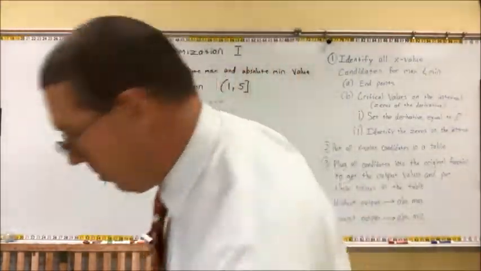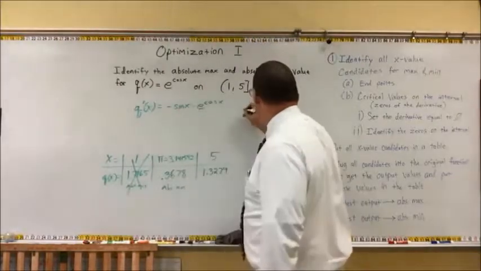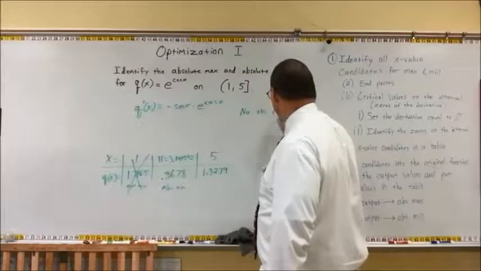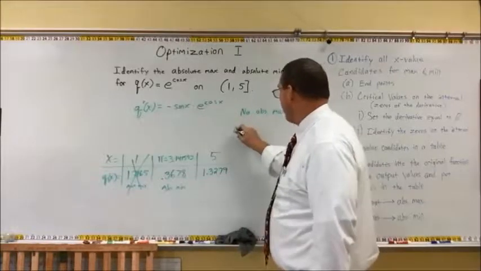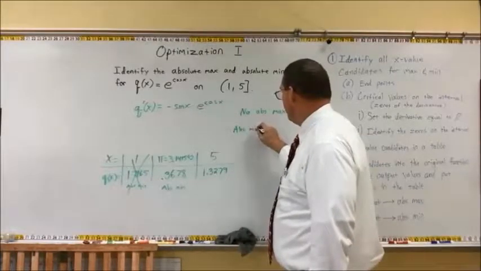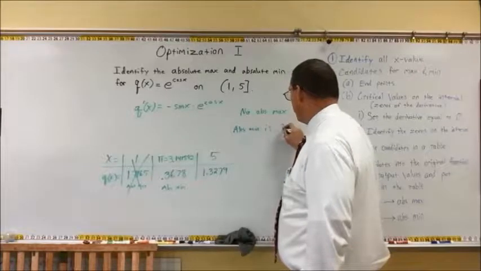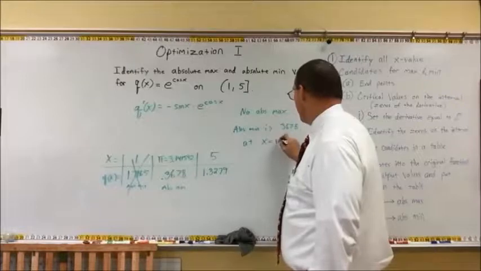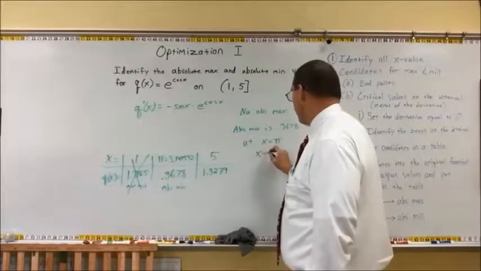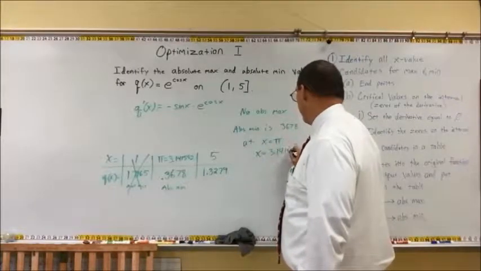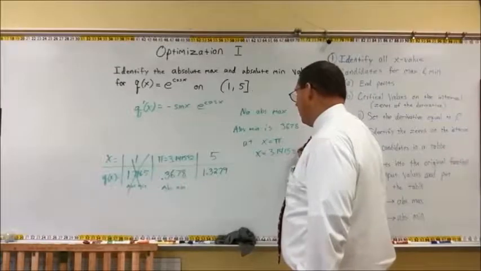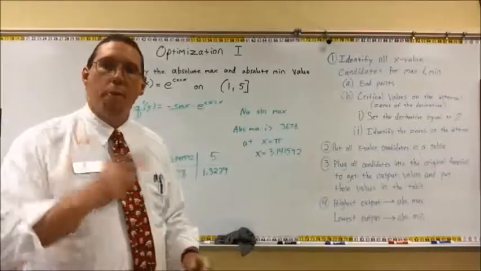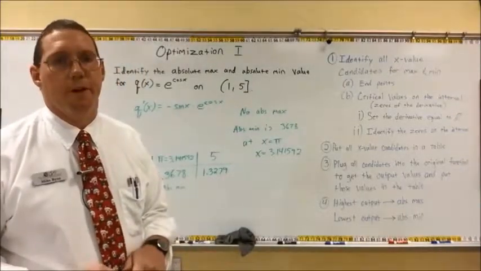Okay? So we're going to say that there is no absolute maximum, and we are going to say that there is an absolute minimum of 0.3678 at x equals pi, or you can say at x equals 3.141592. Okay? And that's this question. We're going to do one more example. I think you will have this pretty good.